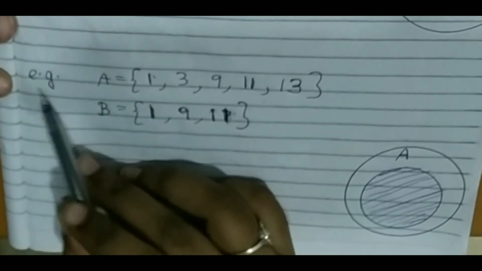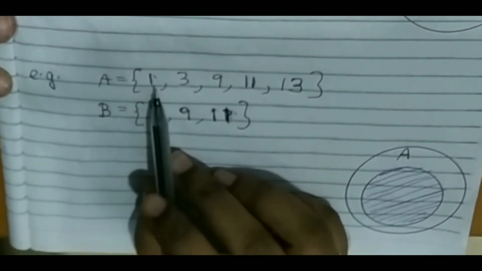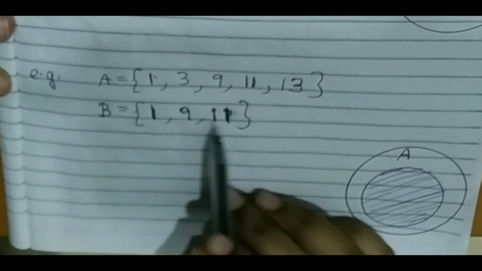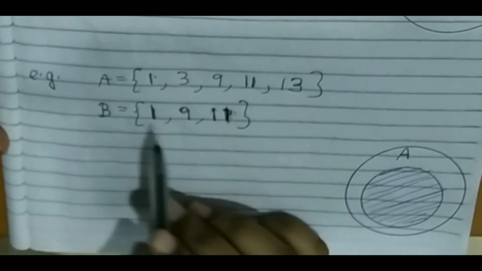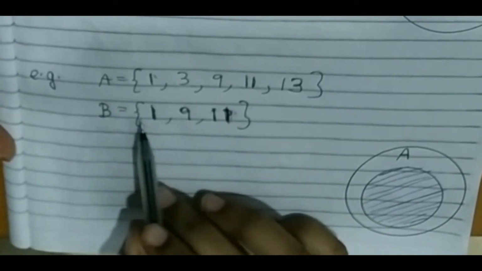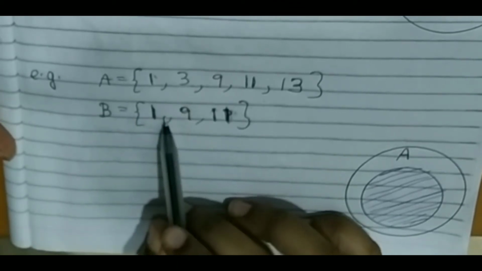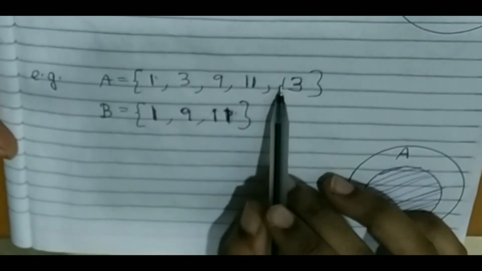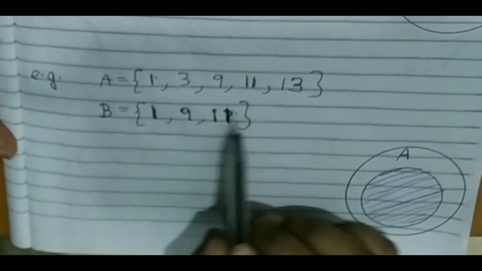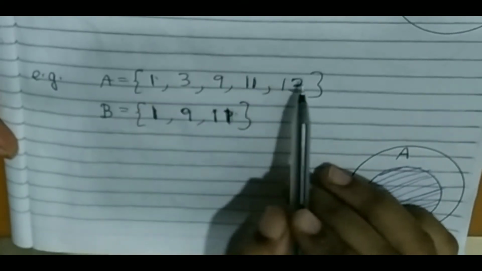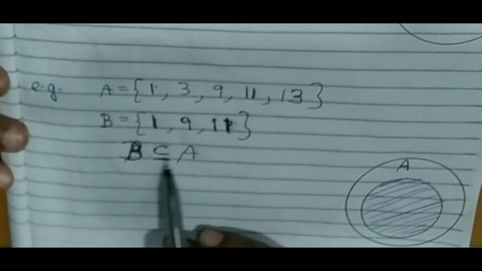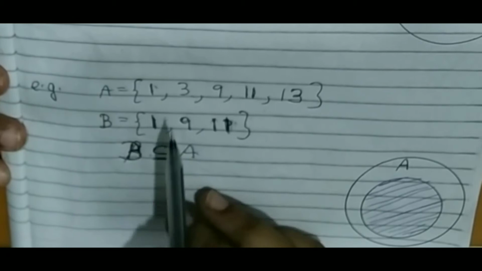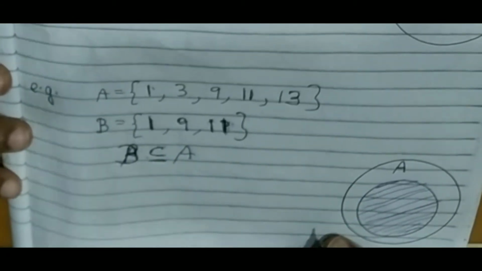See this example. Set A has elements 1, 3, 9, 11, 13 and set B has elements 1, 9, 11. Now see the elements of set B. Every element of set B, that is 1, 9, 11, is also in A. Every element of set B is in set A. This means B is a subset of A, because all elements of B are in A. So B is inside A.